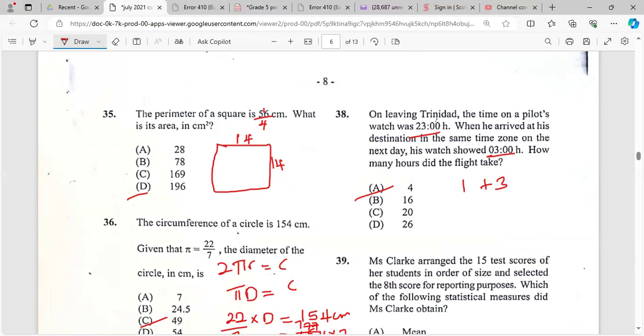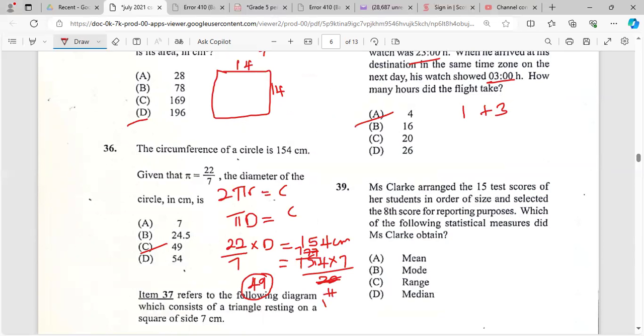Miss Clark arranged 15 test scores of her students in order of size and selected the 8th score for reporting purposes. Which of the following statistical measures did Miss Clark obtain? It wouldn't be the mean. I think it would be the median, since she arranged it in order of size. So that would be the median. And since it's 15 numbers, the 8th number would be the median.